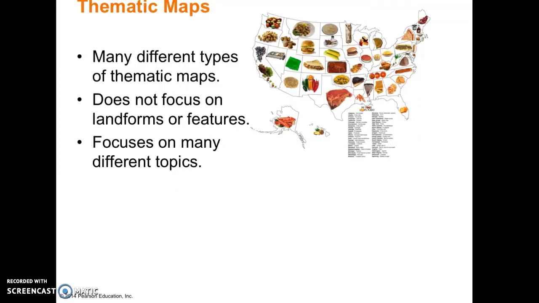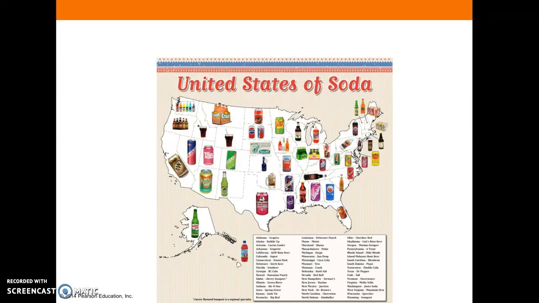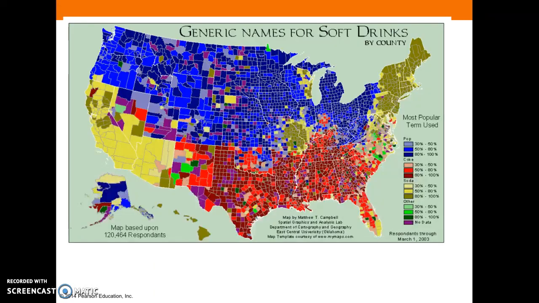We also have thematic maps, and thematic maps don't focus on landforms or features, or even necessarily where something is, an absolute location. It focuses on different topics, so you're not going to use one to find your way around. So this one shows you the most popular food raised per state. So this one is like a pictograph map. Here's another pictograph map, shows you what kind of soda is purchased most commonly in each state. And this one is another map, thematically, where it's showing you what people call different soft drinks across the country.